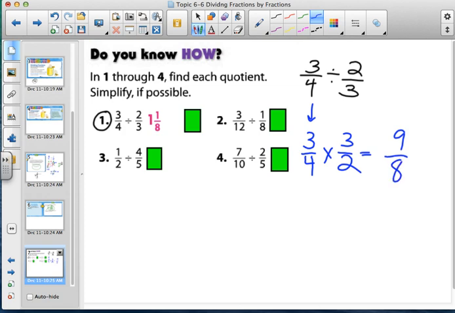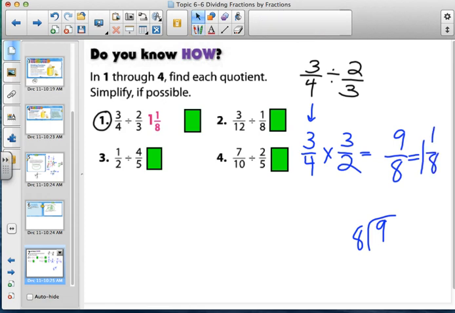Now, if you're in 7th grade and 8th grade, they will probably say that's okay, but we're in 6th grade, so what do we do, Ken? We divide. And we create a what, Dana? What's it called? Mixed number. So 8 into 9 one time, 1 remainder, you get that.